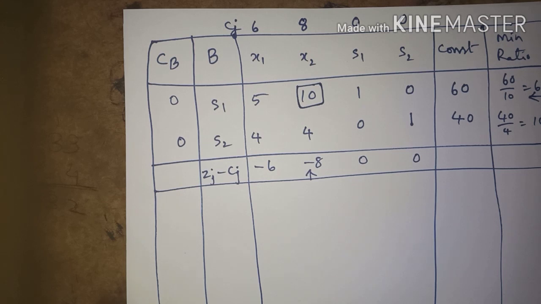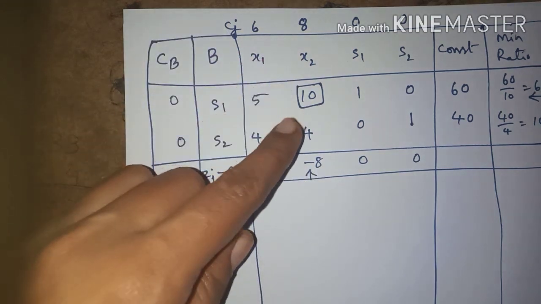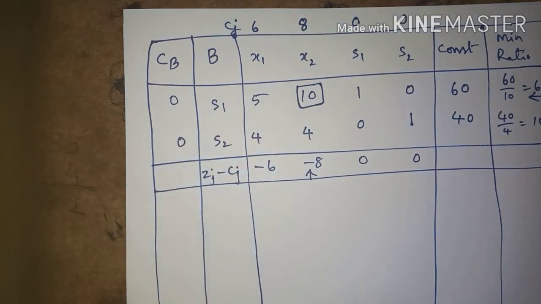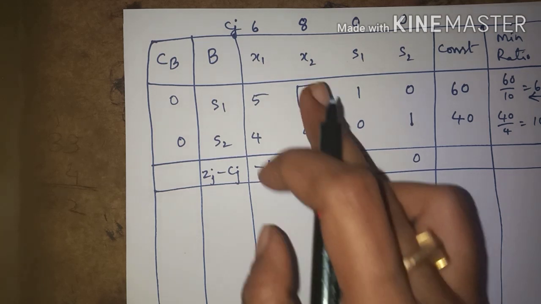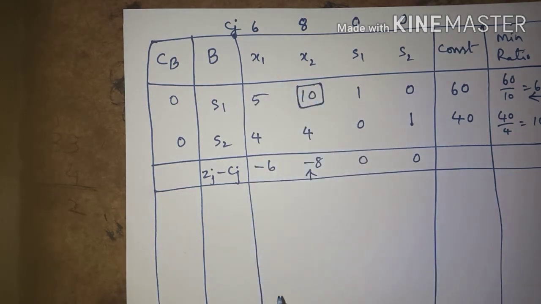That box, that element is called the pivot element. What do we have to do with that pivot element? The simplex procedure is, we have to convert the pivot element into 1. The above or below elements, if there are any, we have to convert into zeros. Now, how do we convert the pivot element into 1?